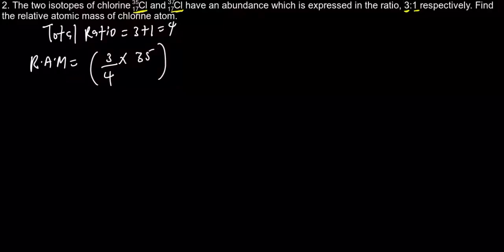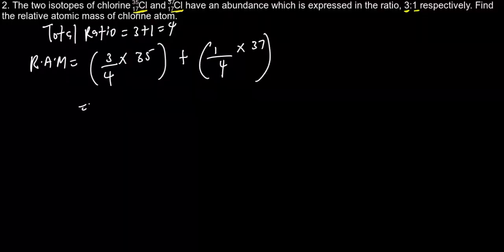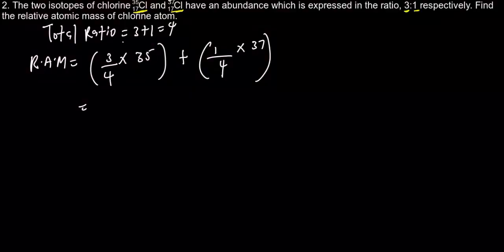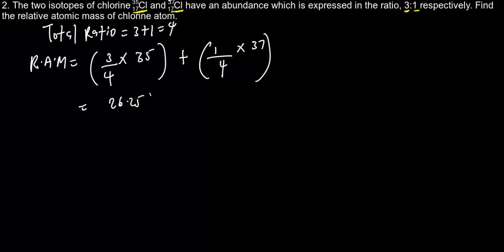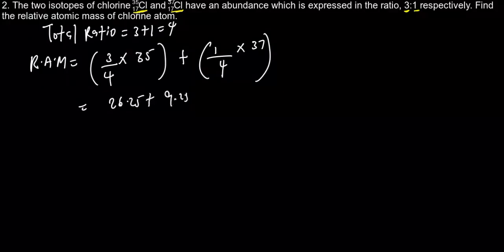Now, we are going to say this 3 for this first isotope over the total ratio 4 times 35. Plus, similarly, for this second isotope, which is 1, you will say over the total ratio 4, then times 37, which is the mass of the second one. So what do we get here? 3 times 35, if you divide by 4, we have 26.25, plus this is 9.25.